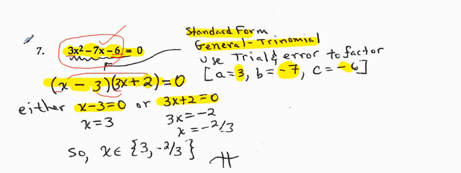To solve the first one, all I do is move the 3 to the other side, and I get x equals 3. Now the second one is a little bit tougher linear equation. First, I start by moving the 2 over there, which gives me 3x equals negative 2. Then I divide both sides by 3, so I get x equals negative 2/3, a fraction. So the solution set contains the numbers 3 and negative 2/3.